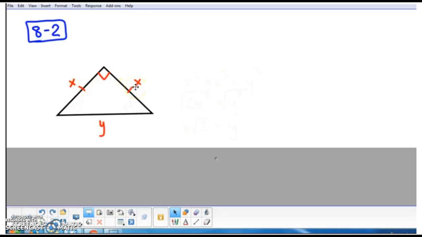Let's use the Pythagorean theorem to show what y is if we know what x is. Let's start with a squared plus b squared equals c squared. Combine like terms by adding the coefficients. And we want to solve for y, so we need to get rid of the y squared. I need to undo it by square rooting.